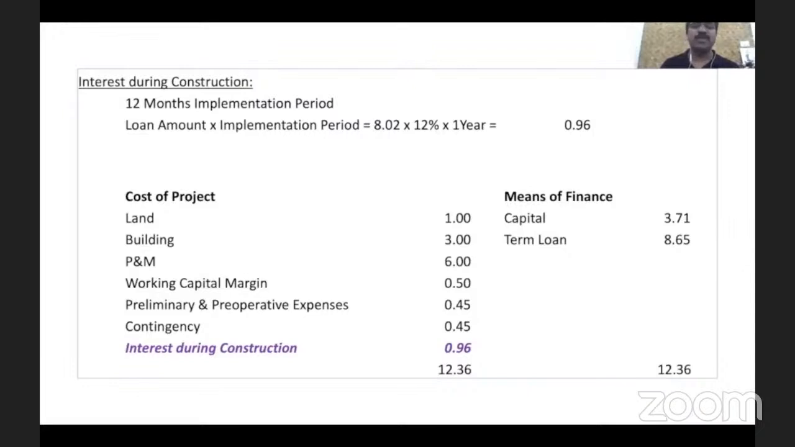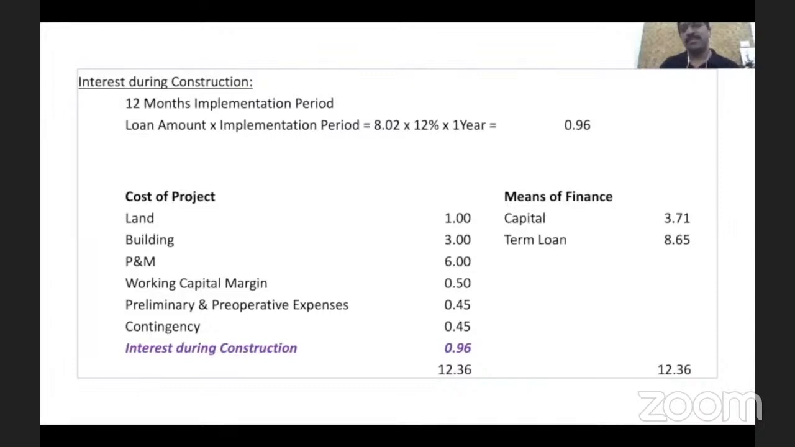So if these factors are not considered in term financing, like IDC, interest during construction, contingency, preliminary pre-operative expenses, working capital margin, and you arrive at the cost of project and means of finance without considering them, it means what you are preparing is an incomplete memorandum. You have not factored in all the costs.